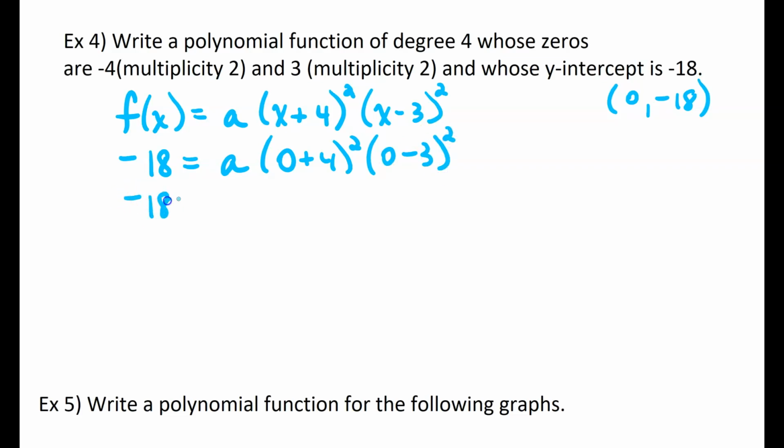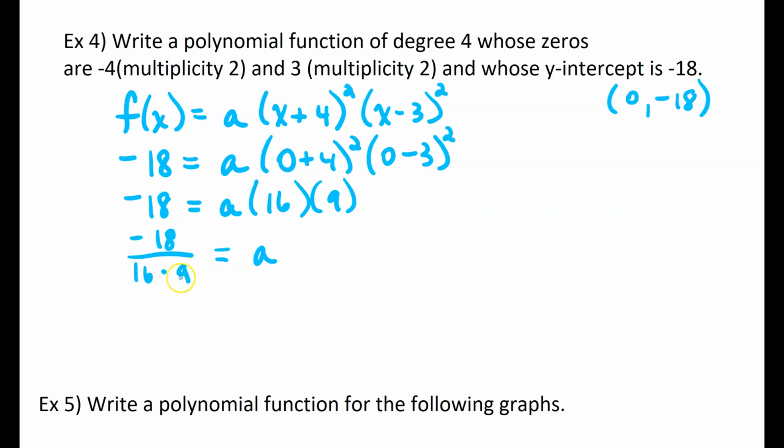All right, so we have -18 is equal to a times 4 squared, which is 16, times -3 squared, which is 9. Now I need to solve for a, and I don't have my calculator, and I'm looking at 16 times 9 and thinking I don't really want to do that. So we're going to use some of our mathematical knowledge. I know I'm going to take -18 and divide it by 16 times 9. And what happens here?